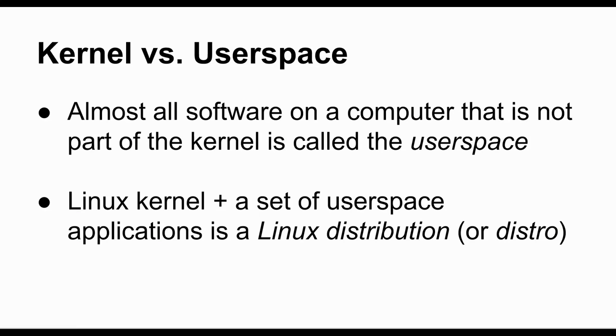Now, Linus's kernel needed some Userspace tools in order to do anything truly useful with the computer. Almost all software on a computer that's not in the kernel is called the Userspace, and I have to use some weasel words here because one could argue that the bootloader, which is the thing that gets the kernel running, is maybe not part of the Userspace, but for our purposes we'll consider it to be part of the Userspace. And so in a Linux system, when we take our Linux kernel and we put it together with a set of Userspace applications, we get something called the Linux distribution, or a distro for short.